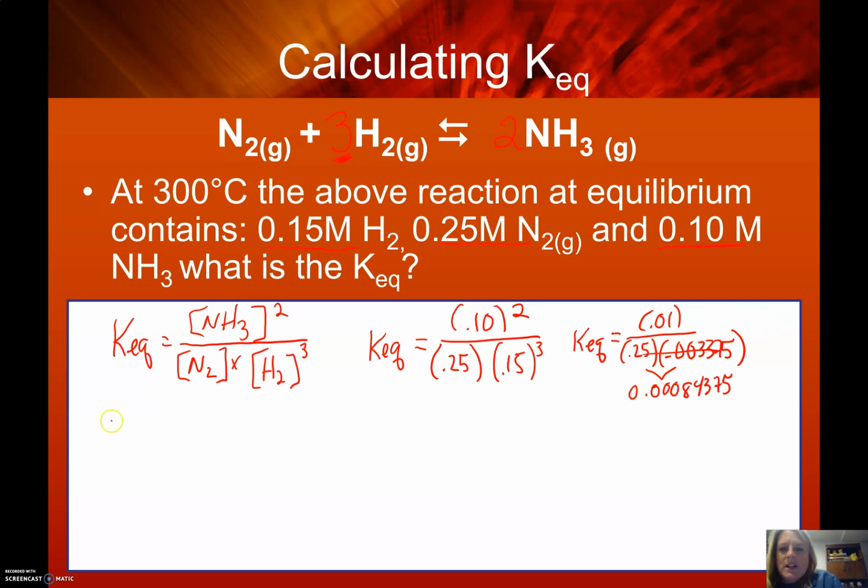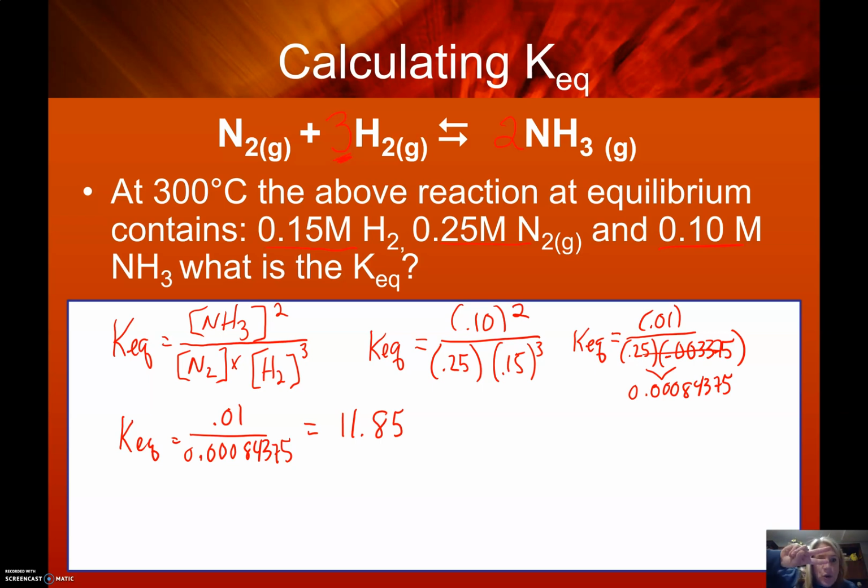And then all we got to do now to calculate our KEQ is take our 0.01 and divide by that, 0.0008437. So if you do that in your calculator, you're going to get a number that is 11.85, depending on how much you round. Now, that is fine because I don't really grade you for significant figures in this class anymore. But if you look, how many significant figures should we have in our answer?